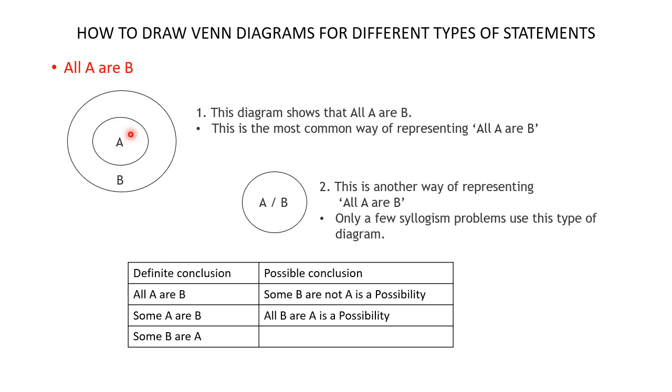Now, since all A is inside B, it obviously means that some A also will be inside B. So, some A are B is also a definite conclusion. Now, as you can see here, this part of B is nothing but A. So, some B are A is also a definite conclusion.